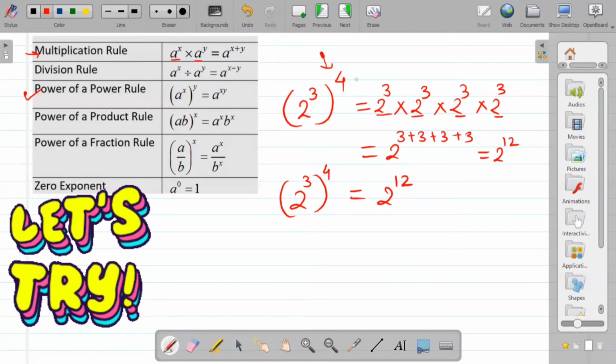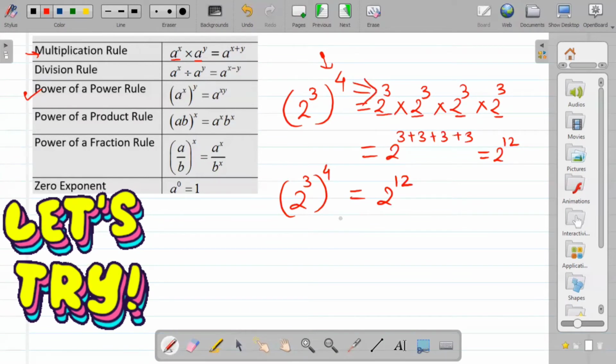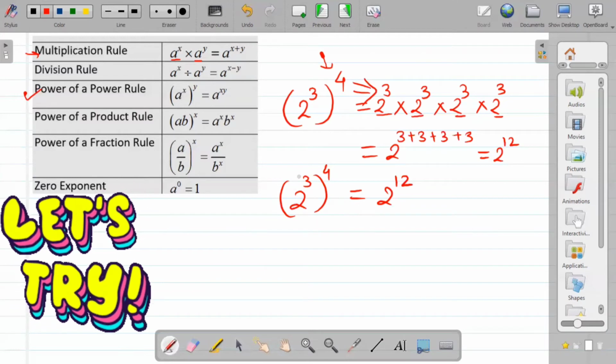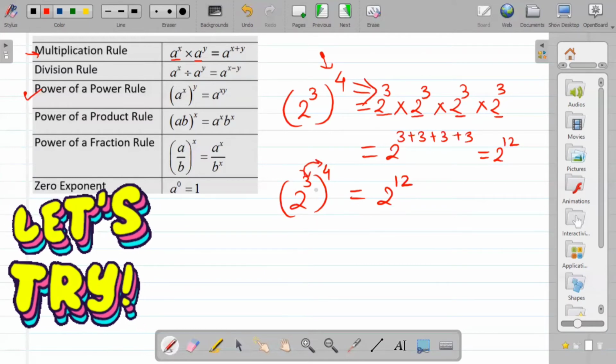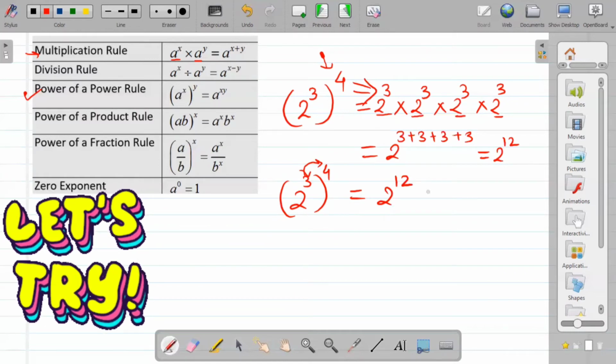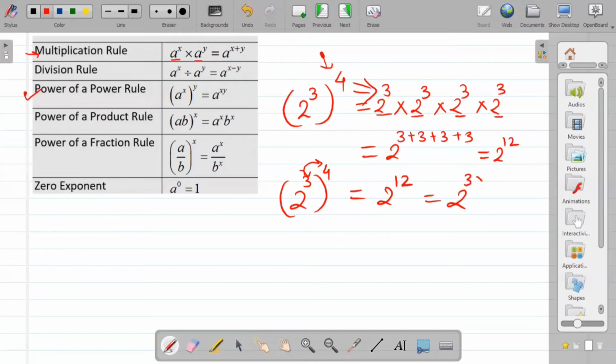Now, instead of expanding in this format, we can directly multiply. Whenever there is a power of power, or the powers are separated by a bracket, then we can directly multiply the powers.